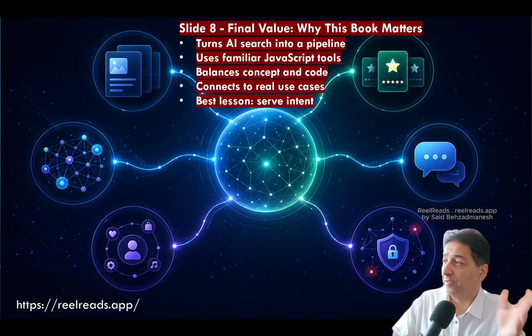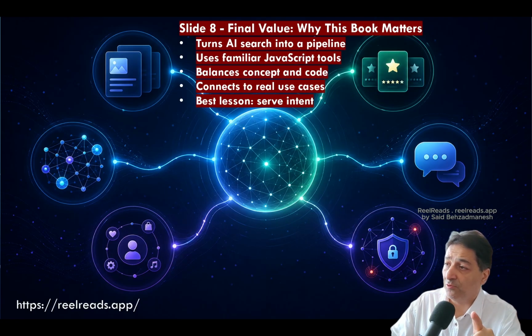My final judgment. The final value of the book is its mental model. Vector search becomes a system. Data, embeddings, validation, database storage, indexing, APIs, ranking, and product judgment. That is more useful than simply copying an embedding API call.